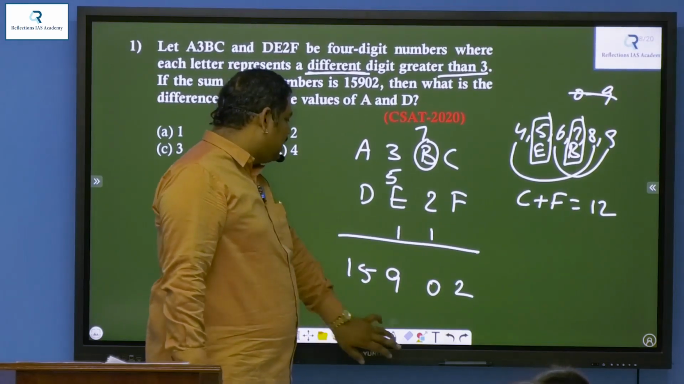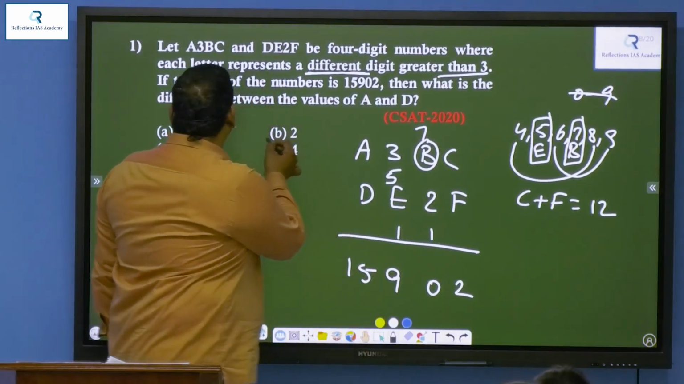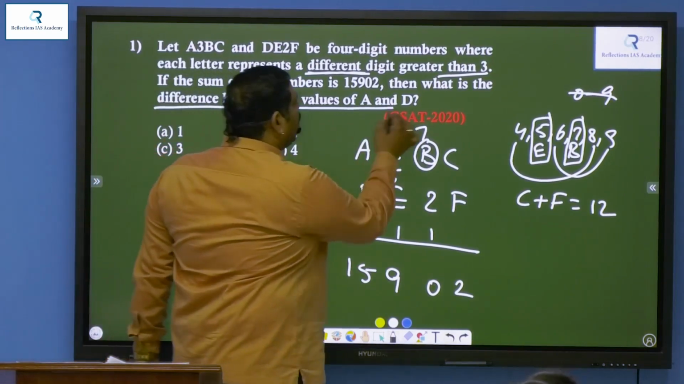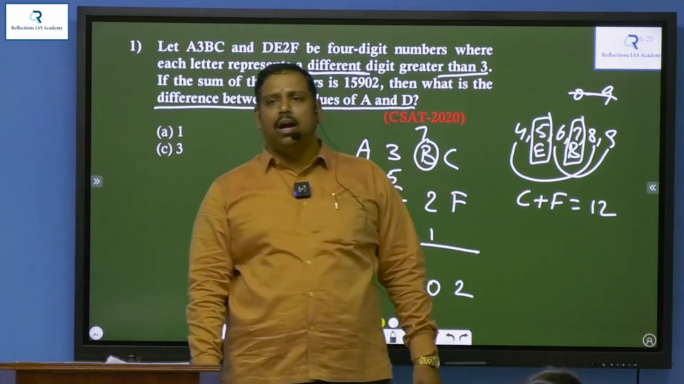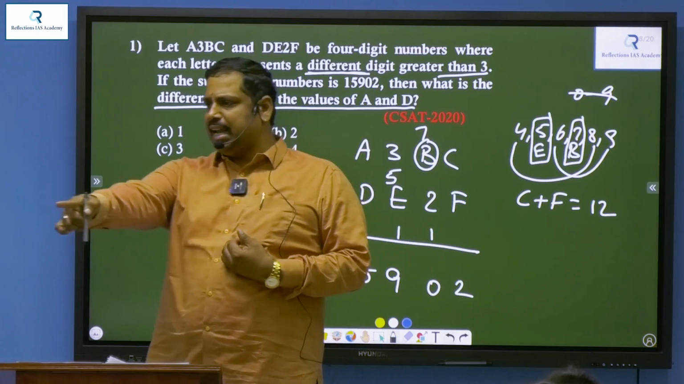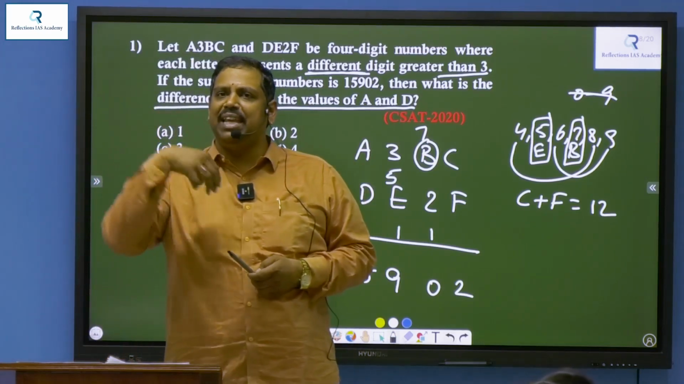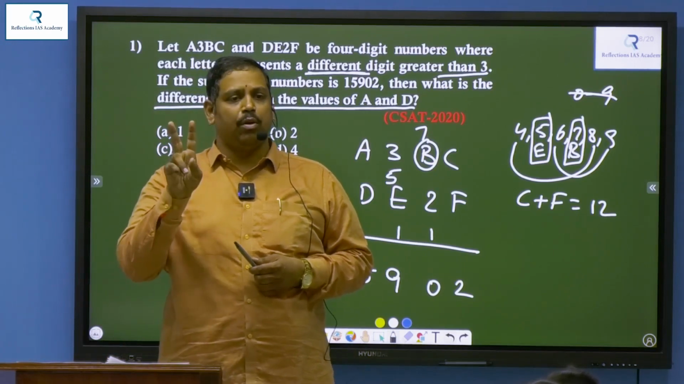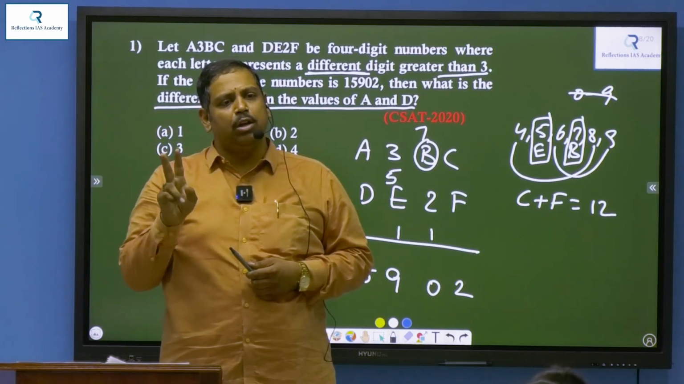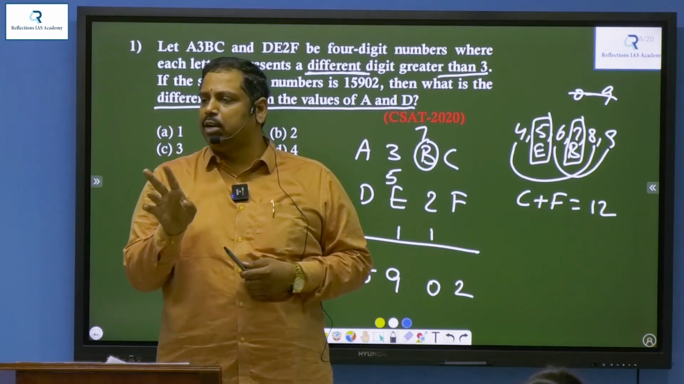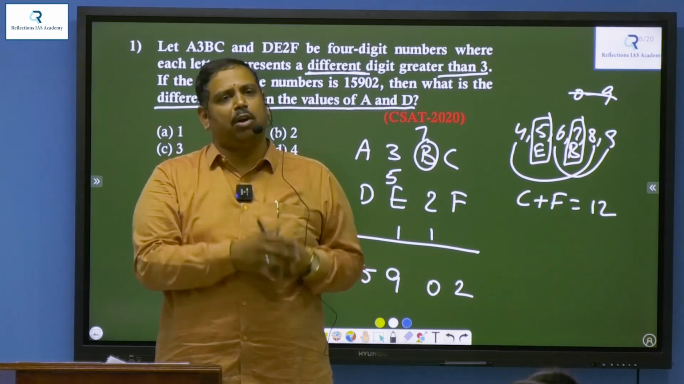But he is not asking the value. He is asking about the difference between the values. Okay, what is the meaning of difference? My salary is 10 rupees, his salary is 12 rupees. My name is A, his name is B. What's the difference between A and B? 2. What's the difference between B and A? 2 only. Difference will never be negative. Difference means larger minus smaller.